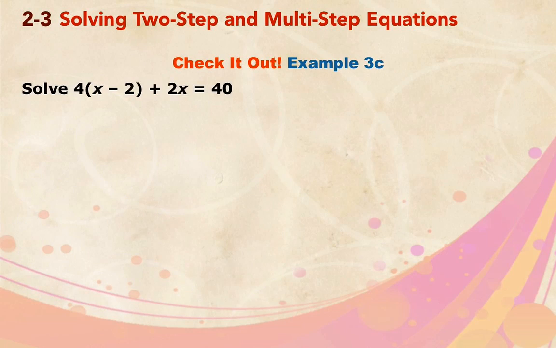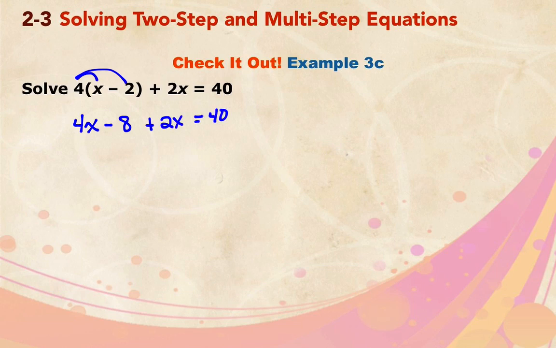Here's another one. Again, we have to distribute. So I have 4 times x and 4 times negative 2. So 4 times x is 4x. 4 times negative 2 is negative 8. And then I just bring this over here, the 2x equals 40.